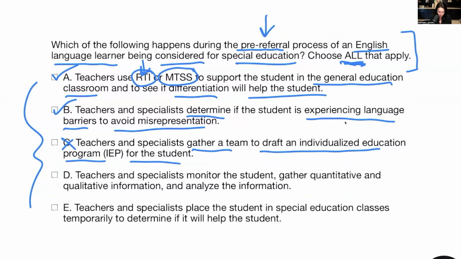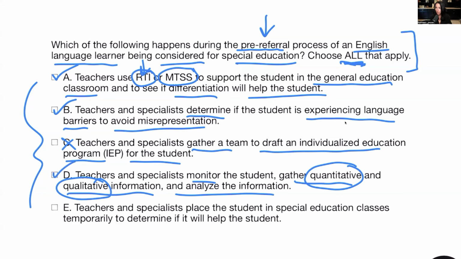D, teachers and specialists monitor the student, gather quantitative and qualitative information, and analyze the information. Yes, that's part of the MTSS process as well. We're constantly gathering quantitative numbers and qualitative observations to see how the student is doing after we implement some of these tier 1, tier 2, and even tier 3 interventions. So D is looking good.